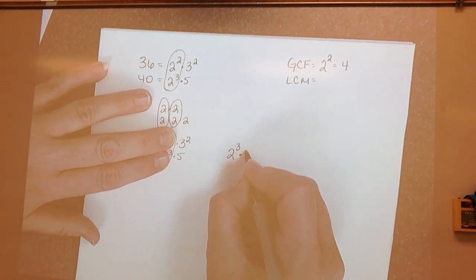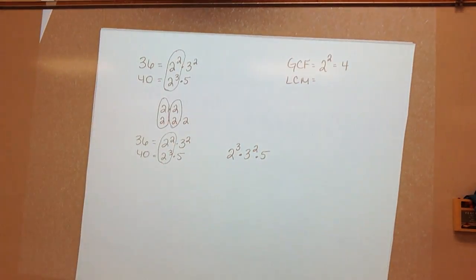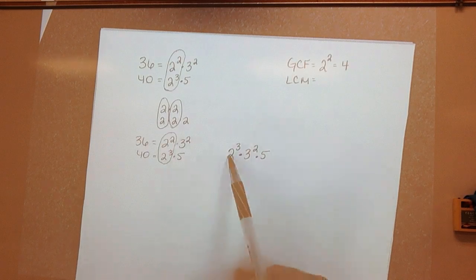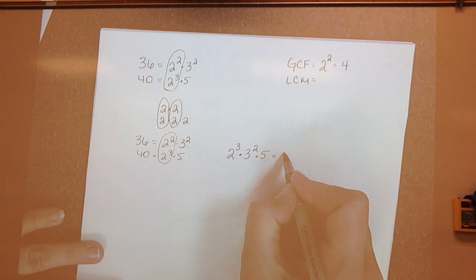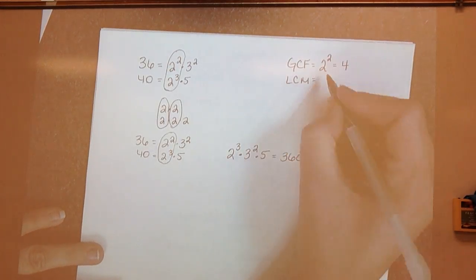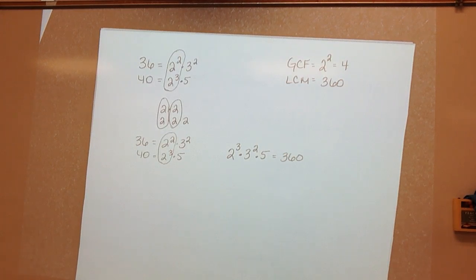But now I have to also multiply everything else. So 2 cubed times 3 squared times 5 actually gives me 360. So the LCM is 360.